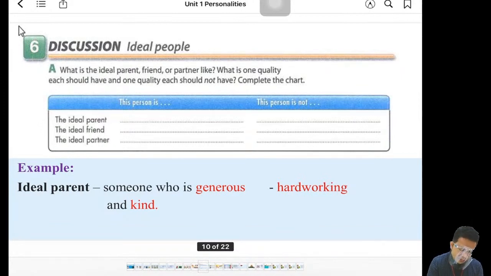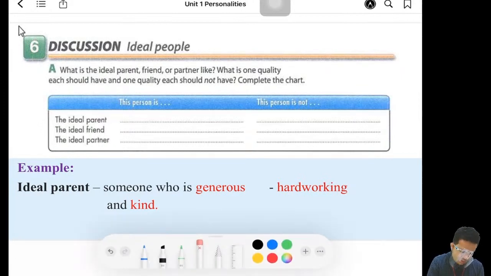Now let's take a look at the chart. Here you have one, two, three types of persons. And you also have two indicators at the top. You have here, this person is, and the other one is, this person is not. And on the left side, sentence 1 or phrase 1, you have the ideal parent.